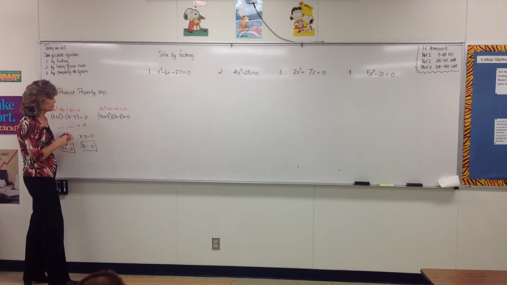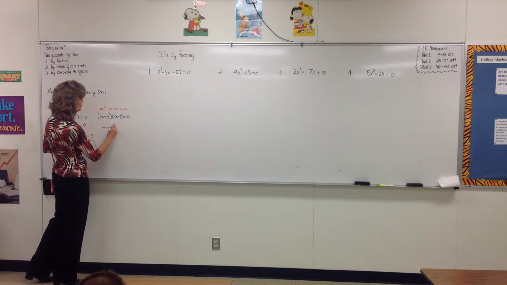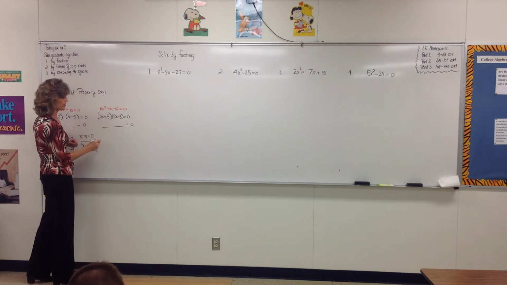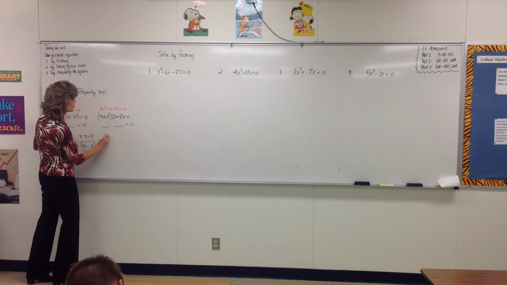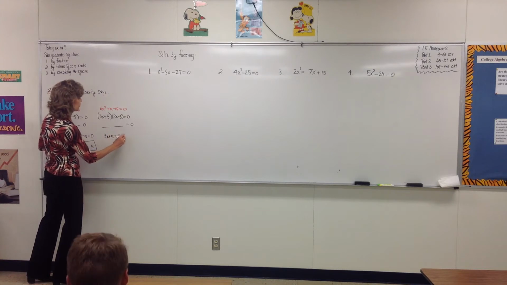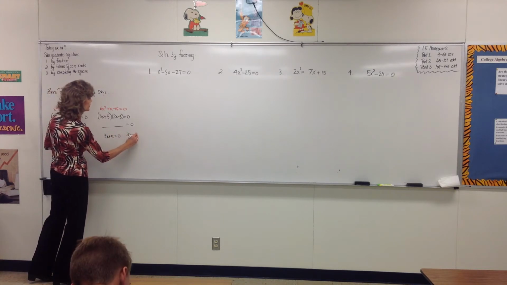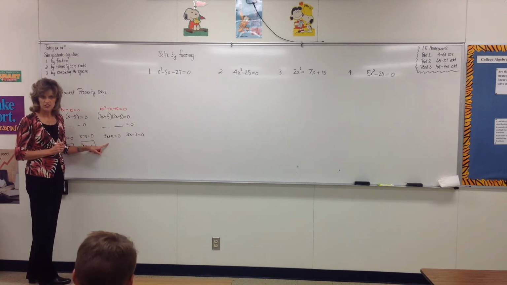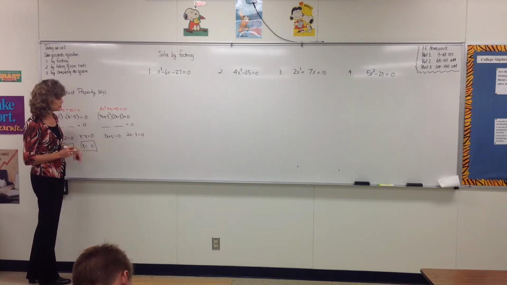This one's already a gift. It's given to us in factored form. That means the only way I can get an answer of 0 by multiplying these two things is either 3x plus 5 has to equal 0, or 2x minus 3 has to equal 0. If 3x plus 5 equals 0, this is now just a linear equation to solve.